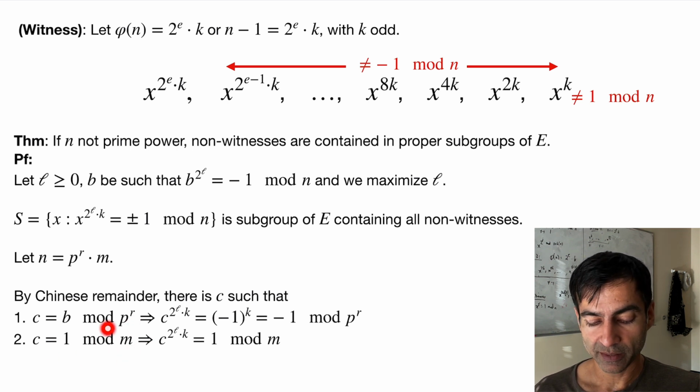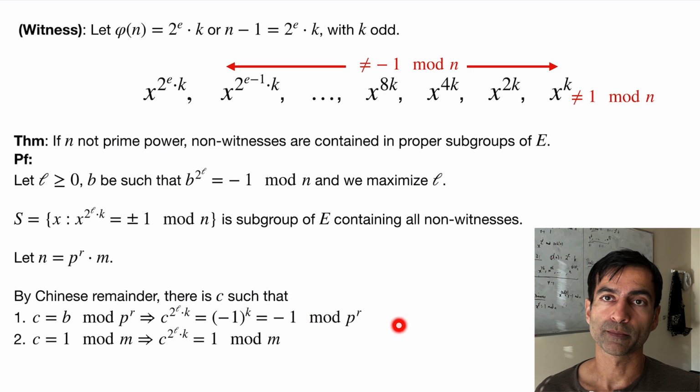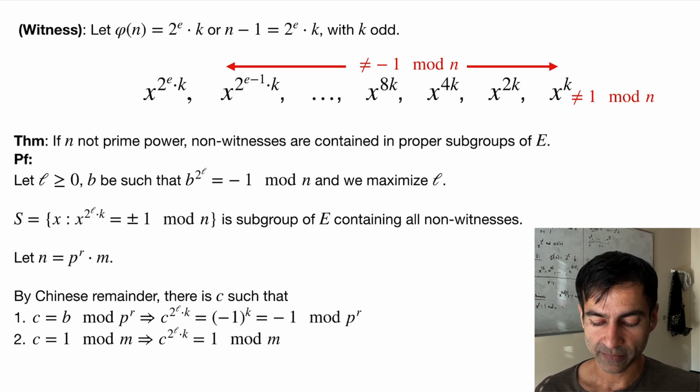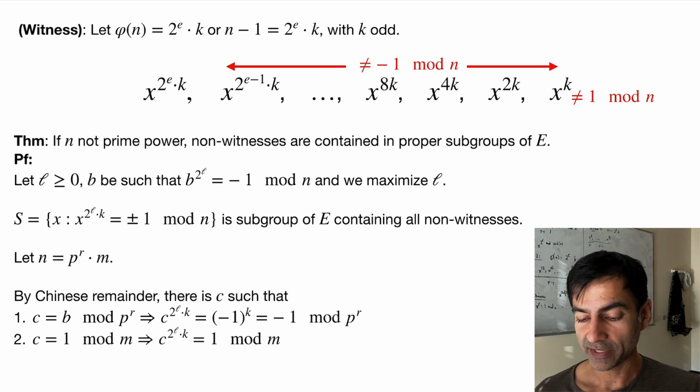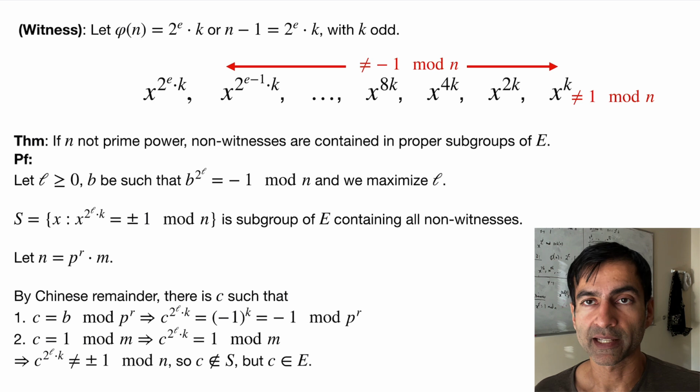Because it's equal to b modulo p to the r, when you raise it to the power 2 to the L times k, that's equal to minus 1 to the power k by the choice of b, which is equal to minus 1 mod p to the r. On the other hand, if it's equal to 1 modulo m, then this power is equal to 1 modulo m. But that means that C cannot belong to S.